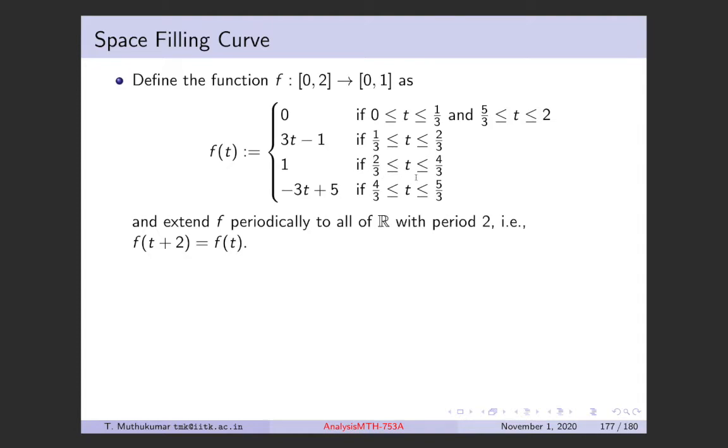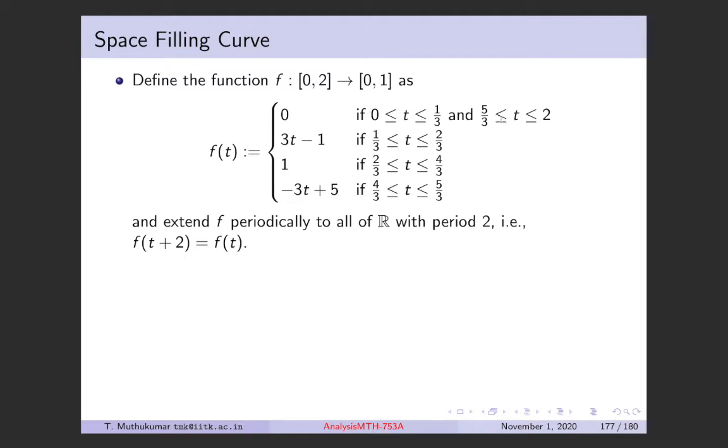Then from 2 over 3 to 4 over 3, the entire thing is a constant function 1. So it starts at 0, increases as a straight line with slope 3, and then becomes the constant function 1 up to 4 by 3. After 4 by 3 it falls down with slope -3, a negative slope, reaching 0 at 5 by 3, and after 5 by 3 it's 0.